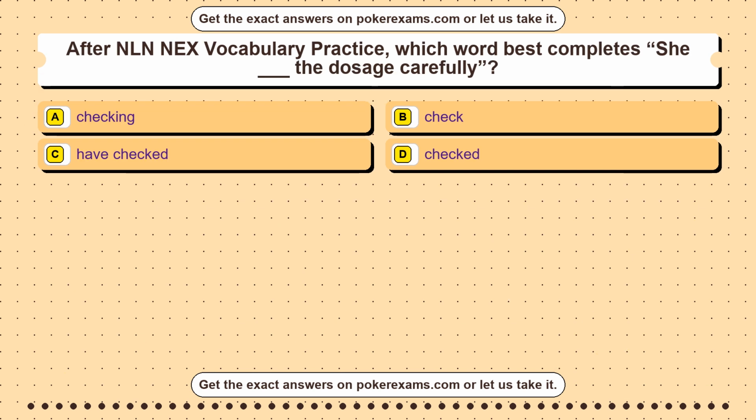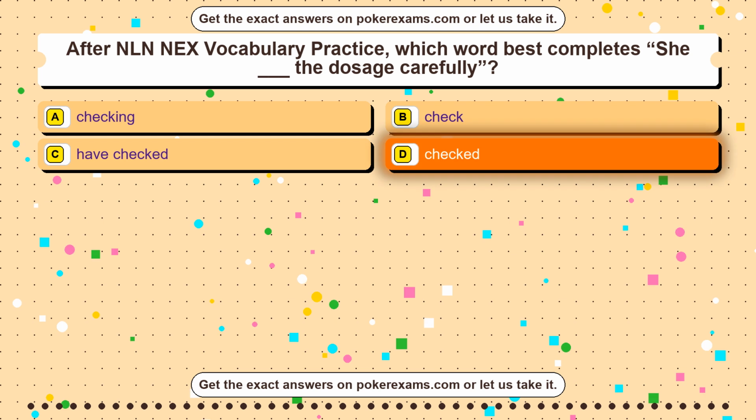Question 26. After GED test prep, which number solves x - 4 = 9? Option A 9. Option B 13. Option C 36. Option D 5. The correct answer is option B.